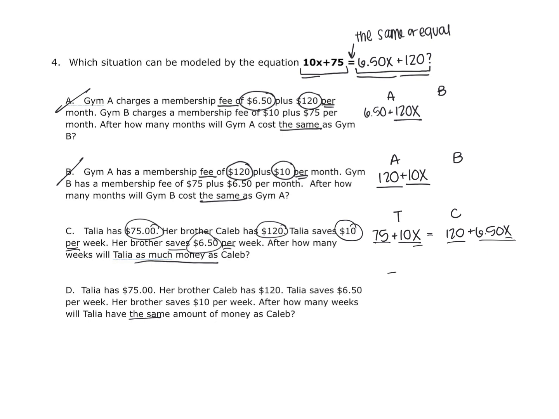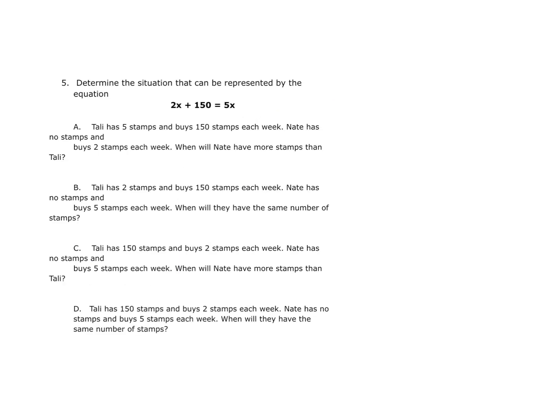Let's check D to make sure we didn't make a mistake. For this one, it says Talia has $75, and she saves $650 per week. This is another example where we have correct values, but they shouldn't go together. So we're going to eliminate D, and C is our answer.